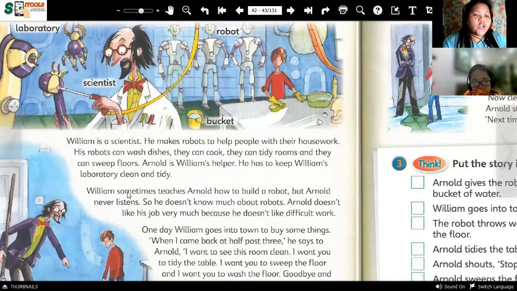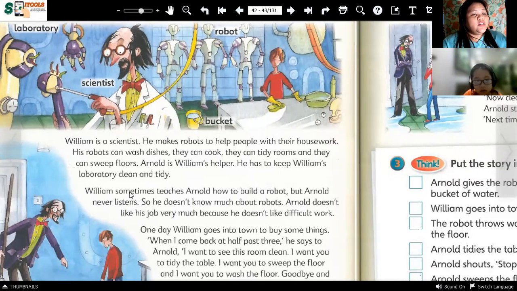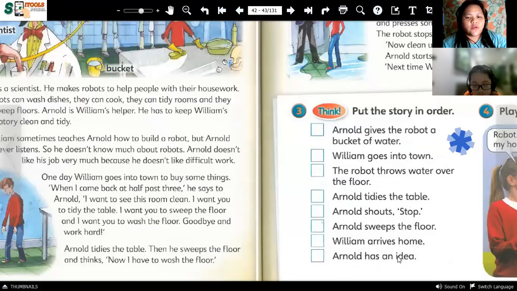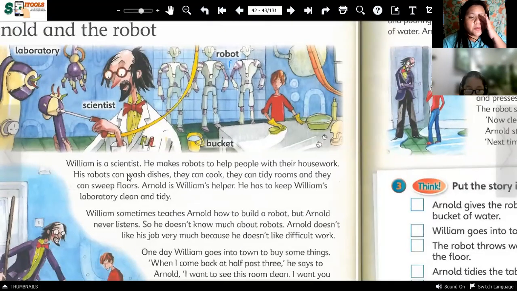Yes, he makes robots to help people with their housework. So what can the robots do, Viet Thu? The robots can? They can cook, wash dishes, tidy rooms, and sweep floors. Very good. So he created the robots to help the people.